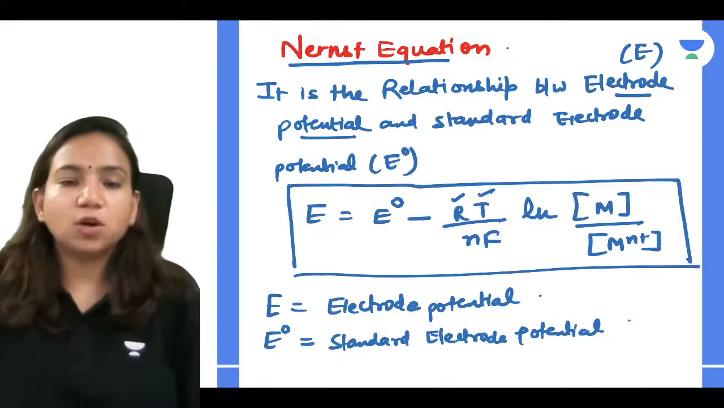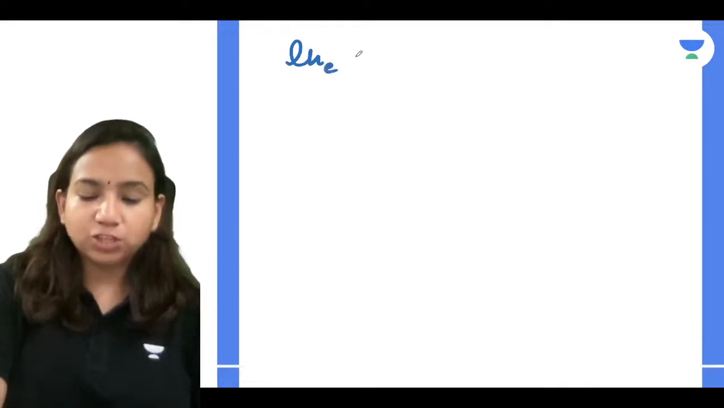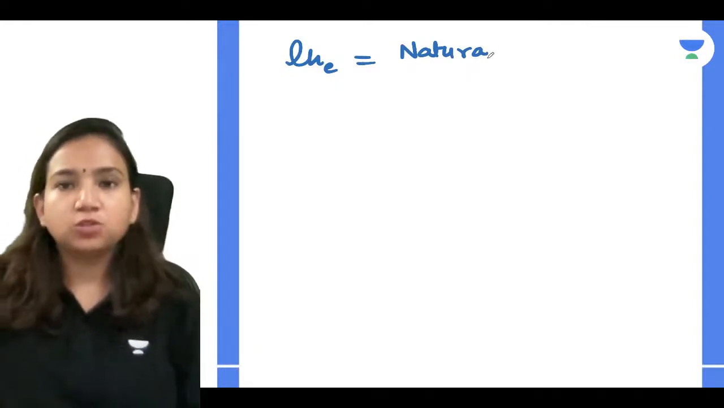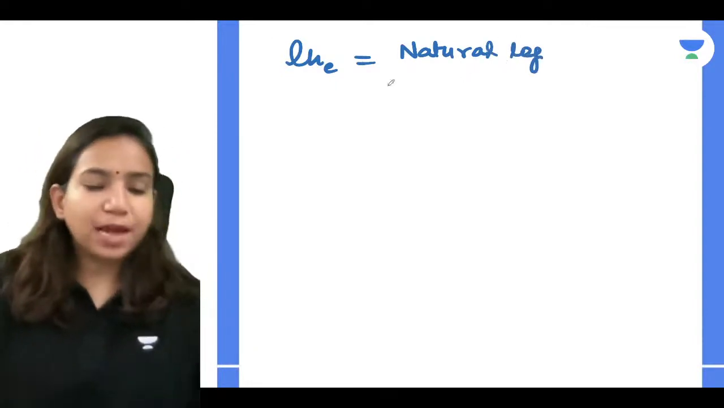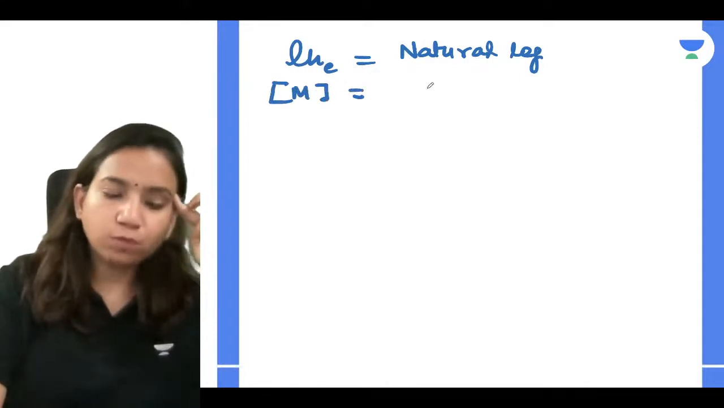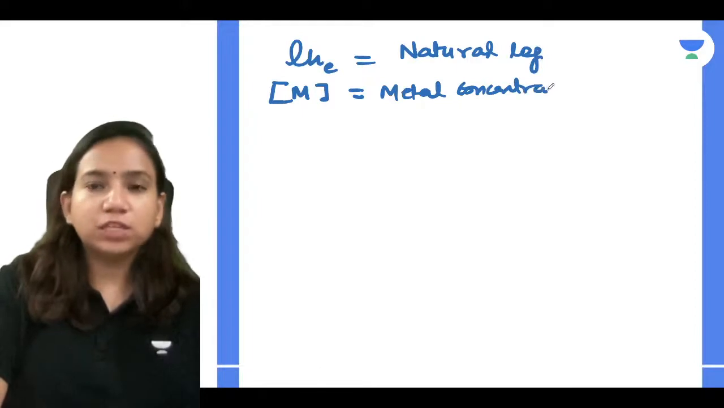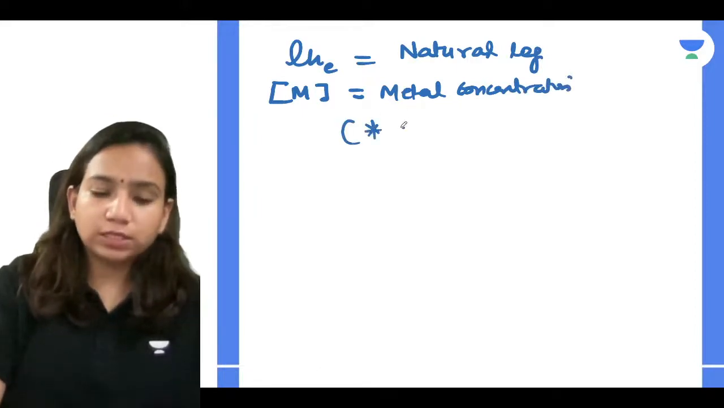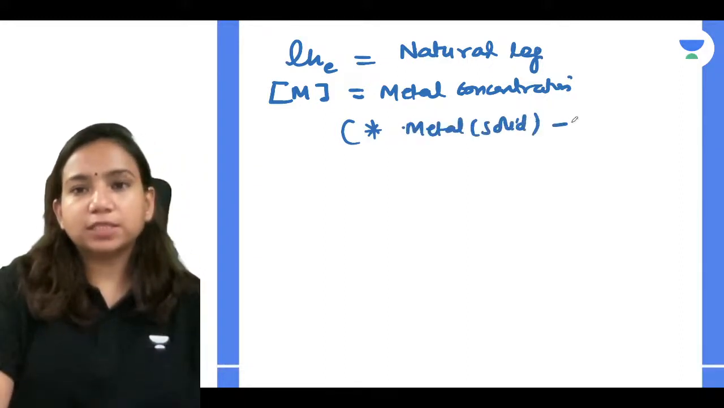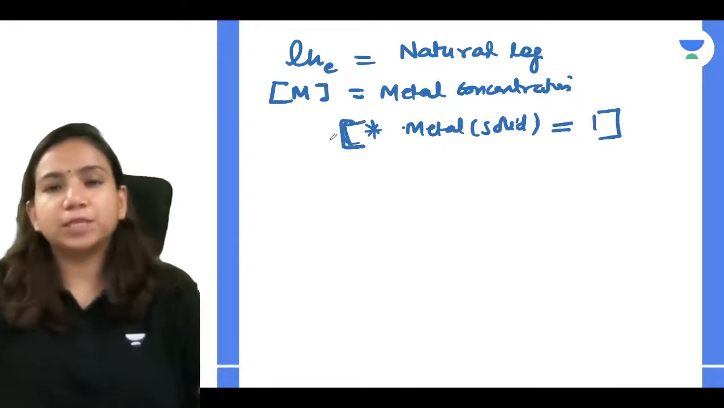What is Ln, guys? Ln is natural log, which means its base is exponential, its base is E. What is M, guys? M is the concentration of metal which is in solid state. And obviously for solids the concentration is considered as 1. So metal is solid, that's why its concentration is considered as 1.